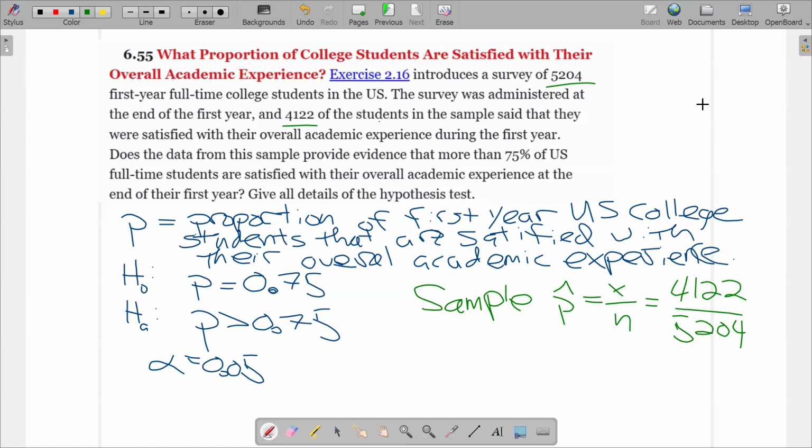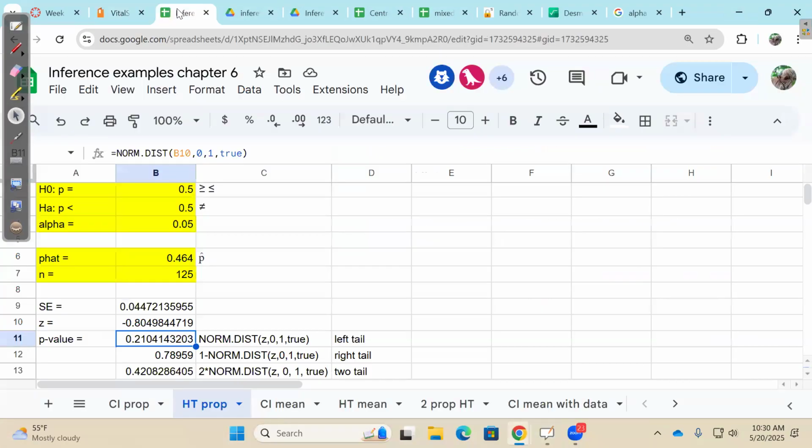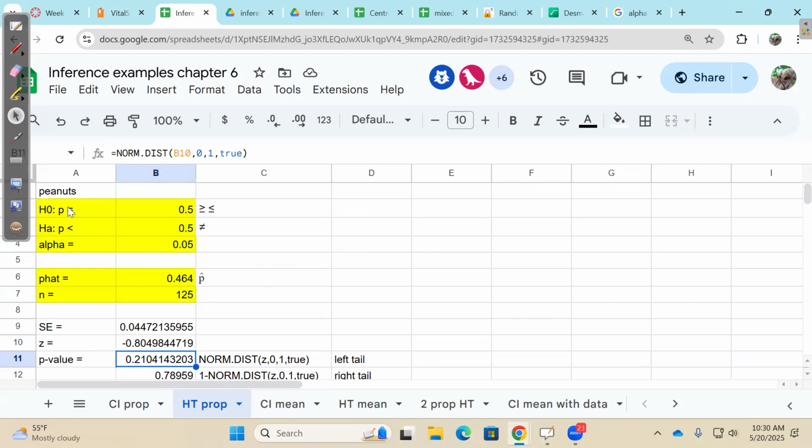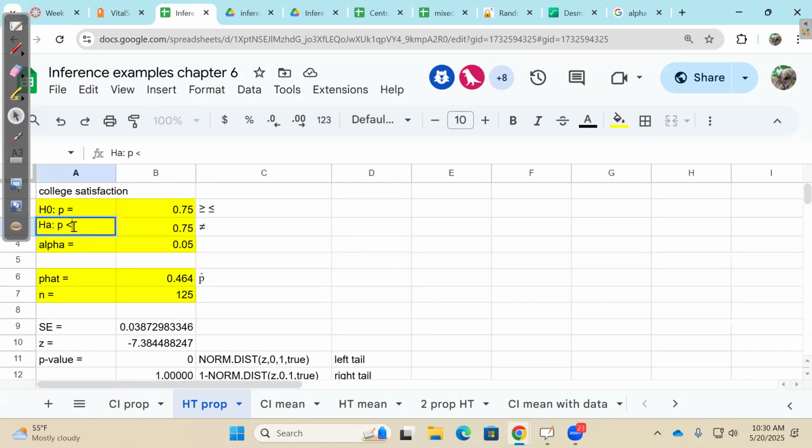I think we're ready to just jump into the spreadsheet to start doing this, and then we'll check with StatKey. So sample spreadsheets, hypothesis test for a proportion. Let's call it college satisfaction. And for those of you watching this video in the future, I'll put a link to the spreadsheet there. Our null hypothesis is 75% or 0.75. Alternative, and then we don't want a less than there, we want a greater than, and that's only for our reference. The spreadsheet doesn't actually use that information. It's up to us to use it later.